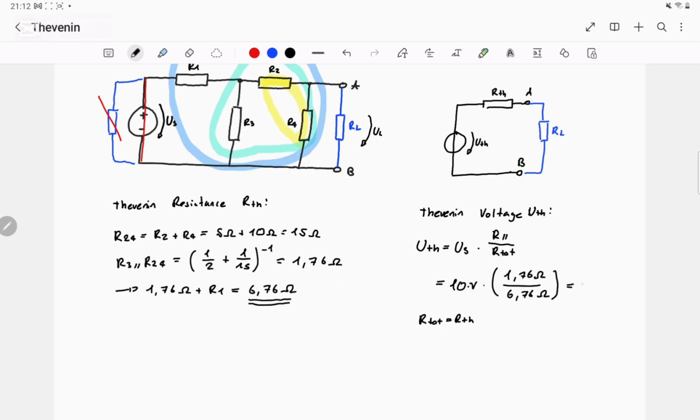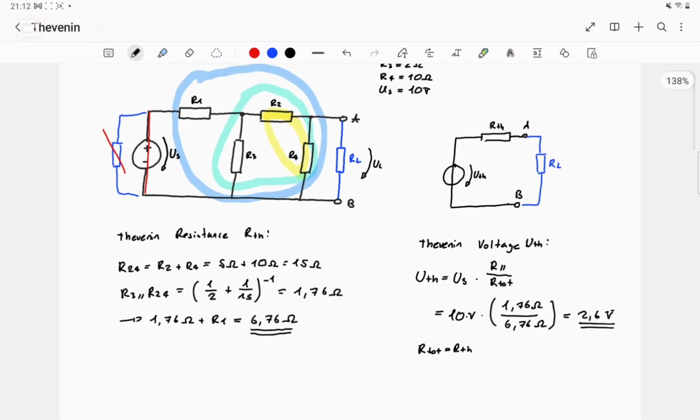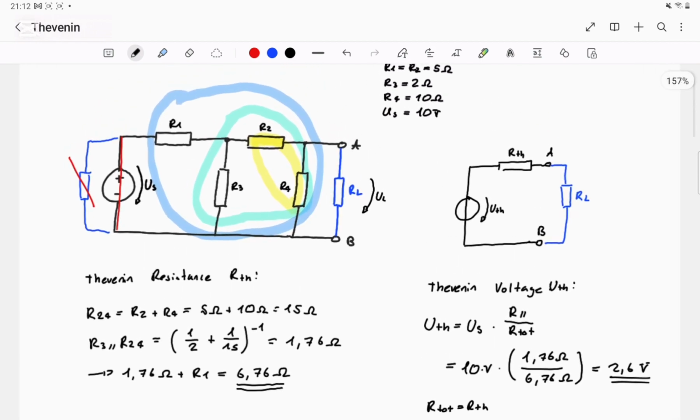Now that we've calculated both the Thevenin voltage and resistance, we can construct the full Thevenin equivalent circuit. From the perspective of terminals A and B, this new simplified circuit behaves exactly the same as the original. That means that whatever is connected beyond those terminals, whether it's a resistor, a more complex load, or an entire subnetwork, will respond in the same way as if it were still connected to the full original circuit.